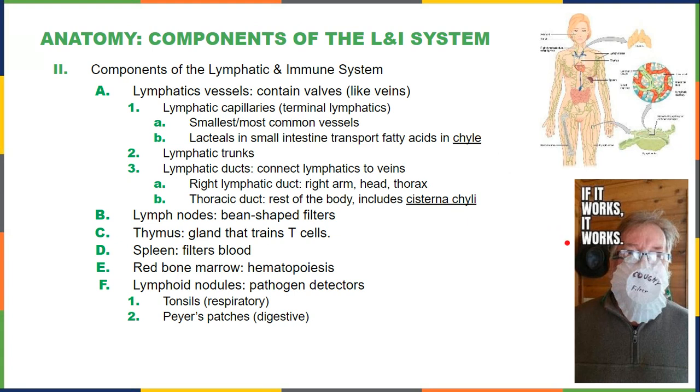All right. And so along the way, along all those lymph vessels on their way to the ducts, are a whole bunch of these bean shaped filters called lymph nodes. And basically, their job is to filter the lymph as it goes through.